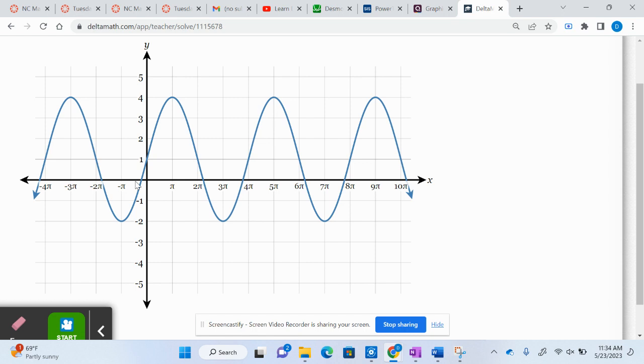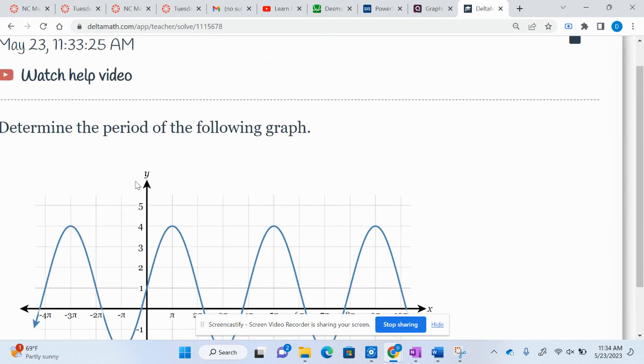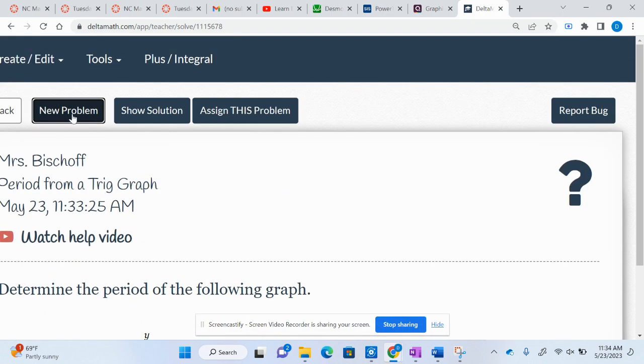Are all the periods 1/2? Will you hit it again? Give us a new problem. Is anyone in the period doing the last section of this? I did it the other day.